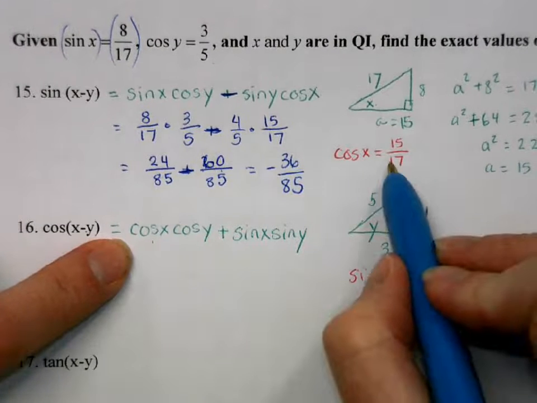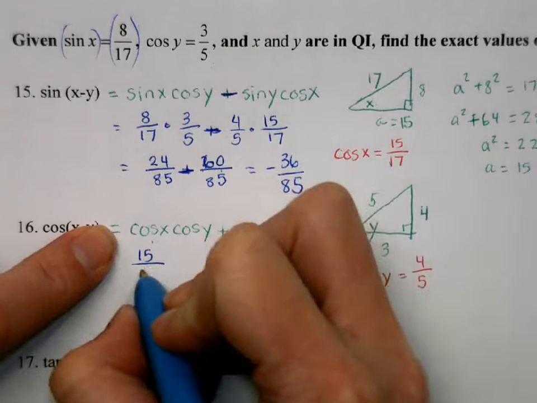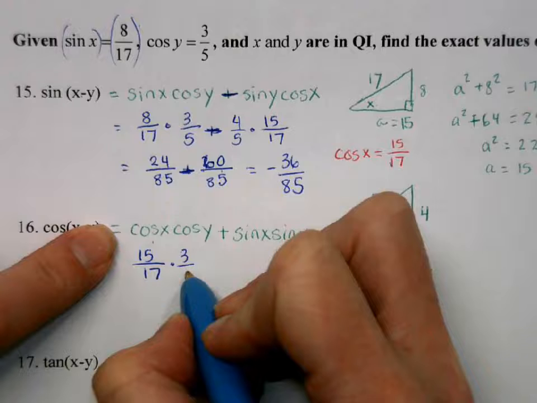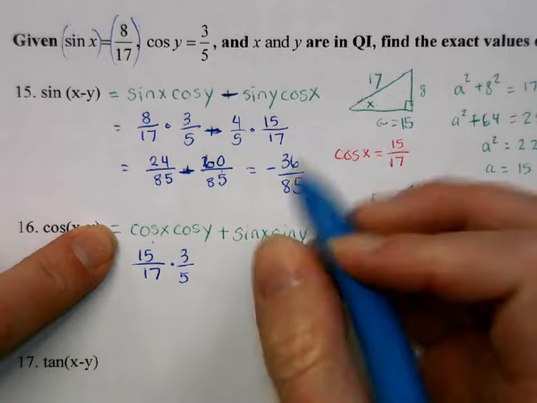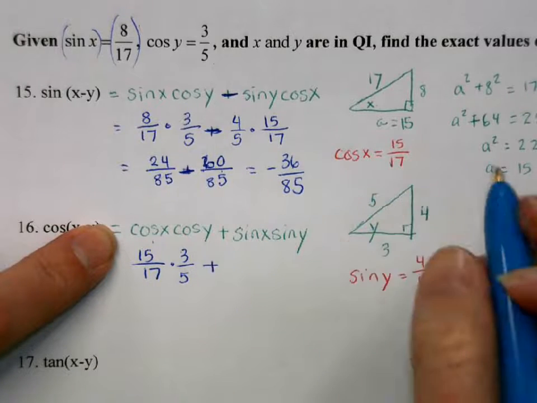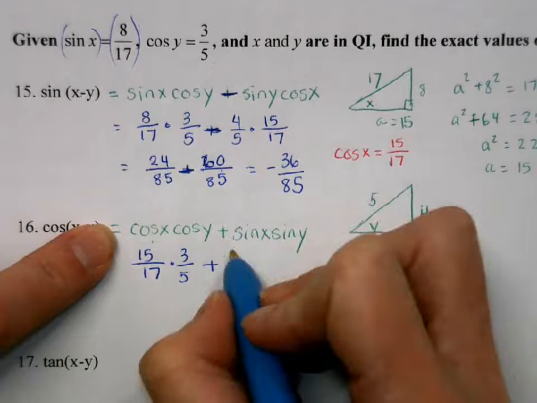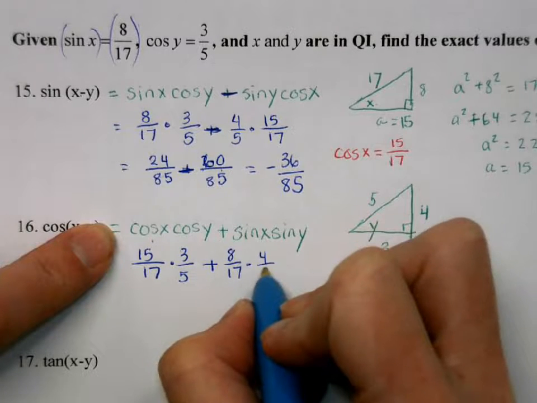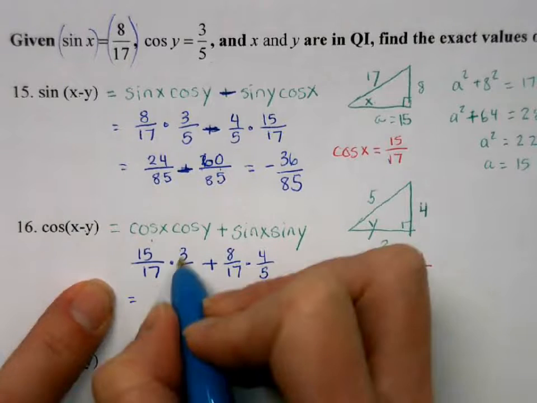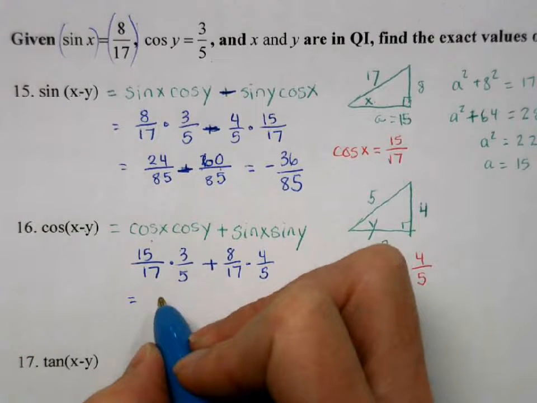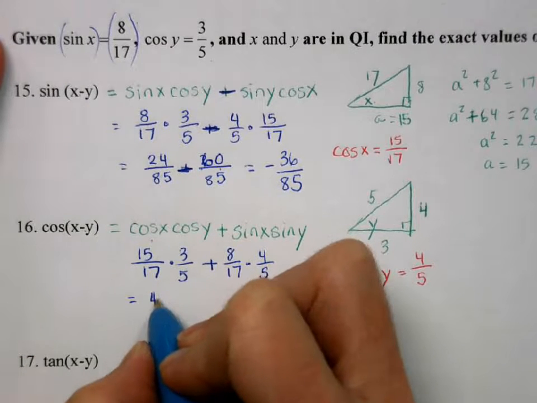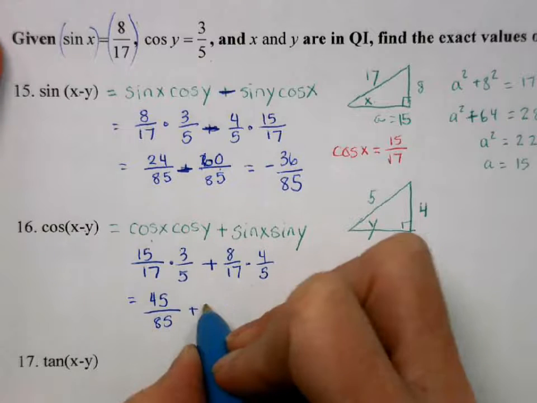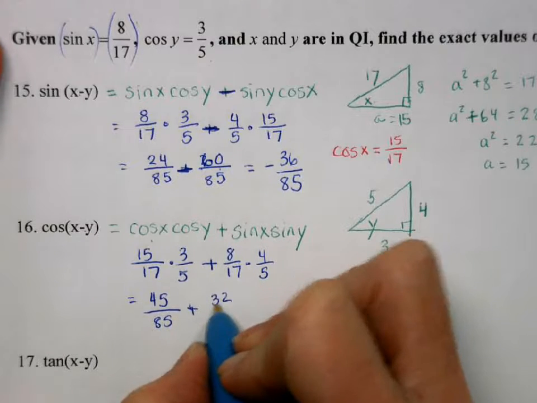Cosine of y is 3/5, plus sine of x is 8/17, sine of y is 4/5. So we get 3 times 15 is 45 over 85, and 32 over 85, which is 77 over 85.